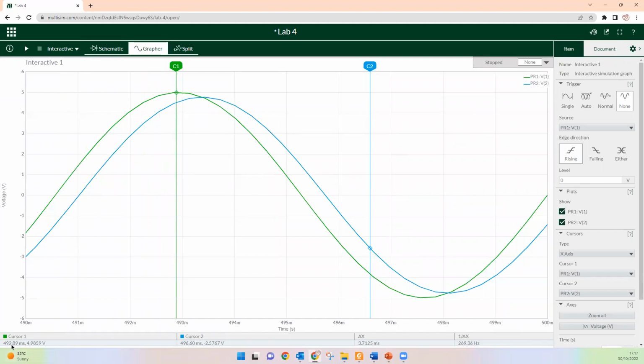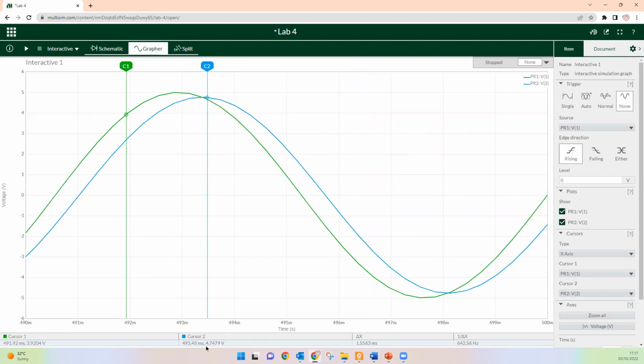It's 4.9859 volt, which is correct because our input is 5 volt. Or we can just do it like this also, 4.9925. And for the output we have 4.7 volt, or we can take the cursor and then 4.74, at the peak. Here this peak, so this is 4.924 volt and output is 4.79 volt. Take the cursors and then take a screenshot.